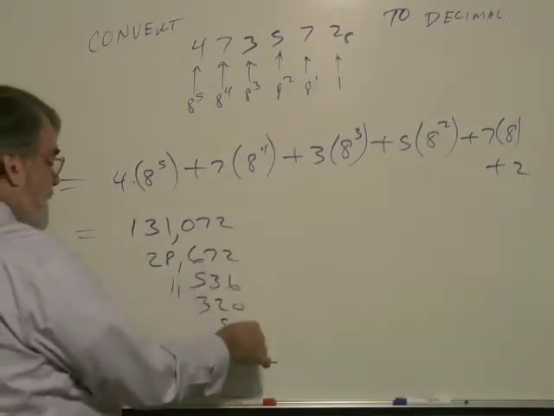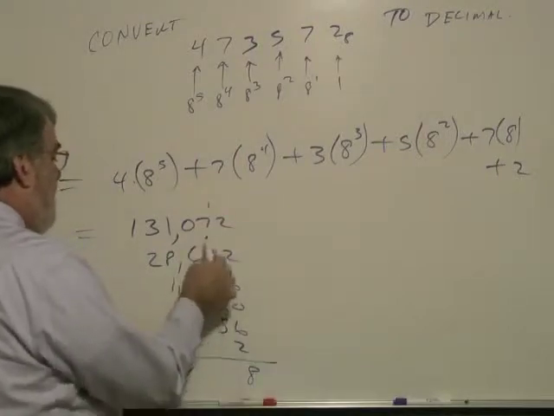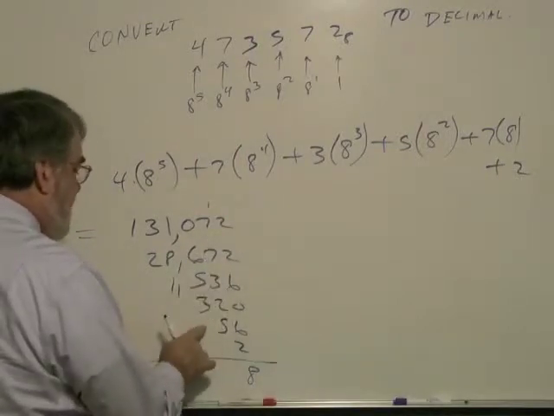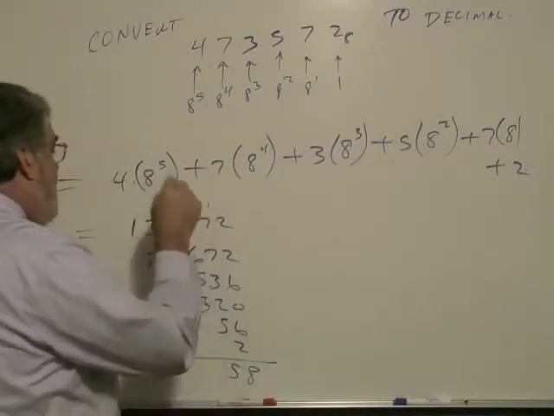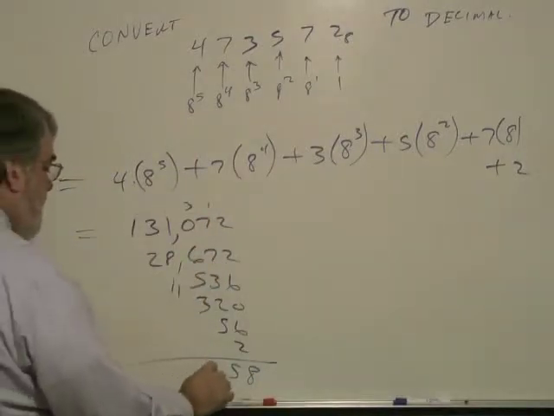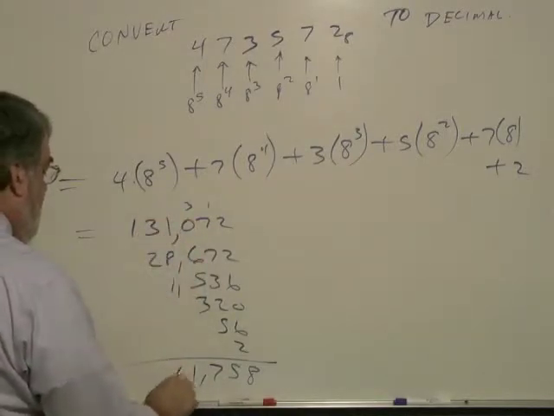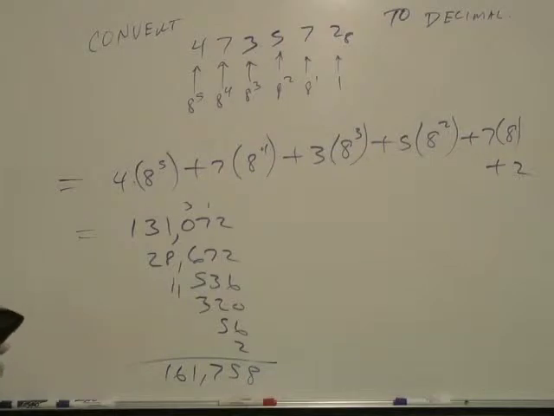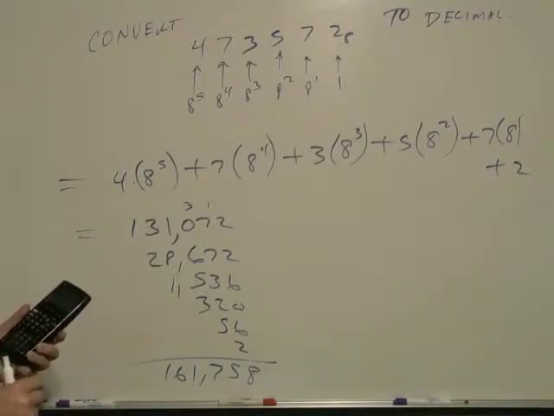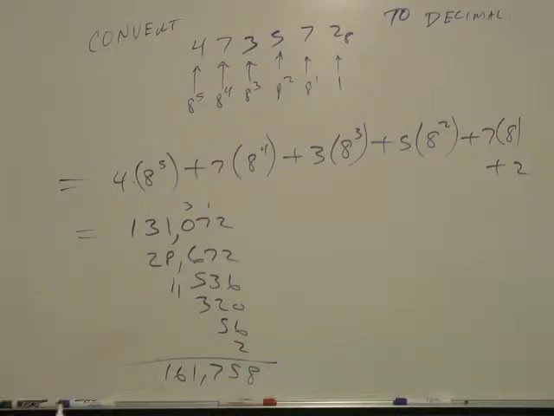And let's see, there's 10, 18. Let's see, 18, 28, 35, 3, 9, 14, 17, 2, 10, 11, 4, 6, and 1. So it should be 161,758. Because I don't want to have to redo this, I'm just going to double check myself. And, yep, 161,658. I made a mistake somewhere.